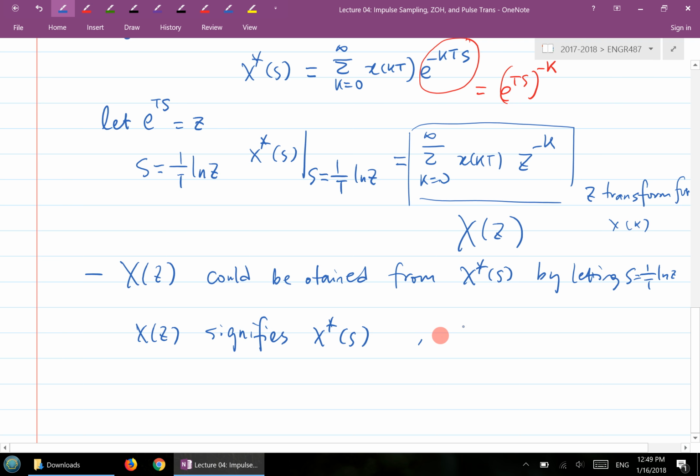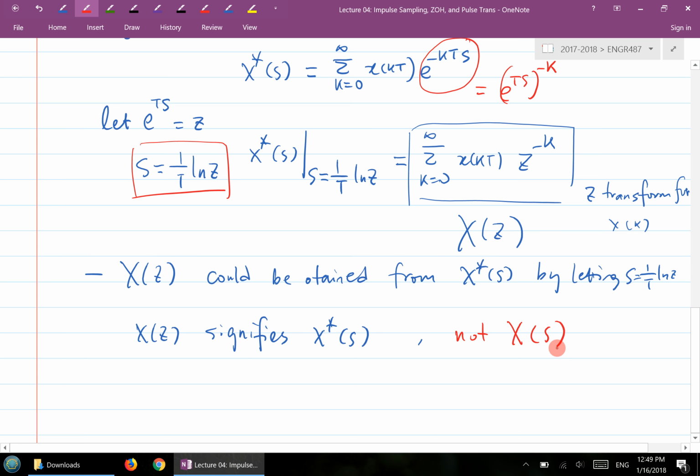The pitfall here is, often in time we remember one very important relationship between the Laplace s and the z transform z, which is s equal to 1 over T ln z. That's a very important connection between the s and the z. But the pitfall here is, when do we use this substitution? You only use it for this x star of s, and not the x of s.